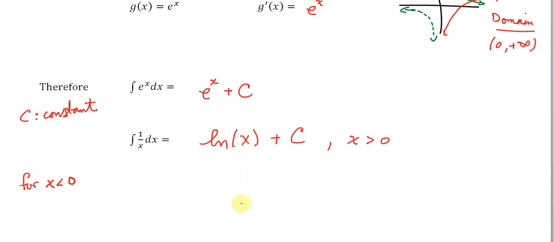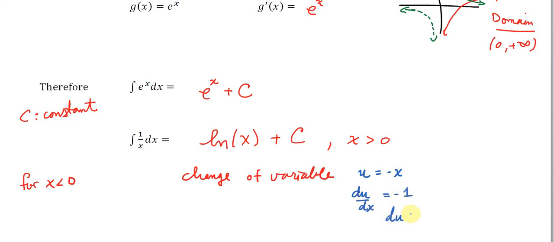So what we're going to do here is apply a trick. We're going to use something called change of variables, or in other words, integration by substitution, in order to deal with the problem of the antiderivative of 1 over x when x is a negative number. So let me make u equal to negative x. If we do this, we get du dx is equal to negative 1, and du is simply equal to negative dx.